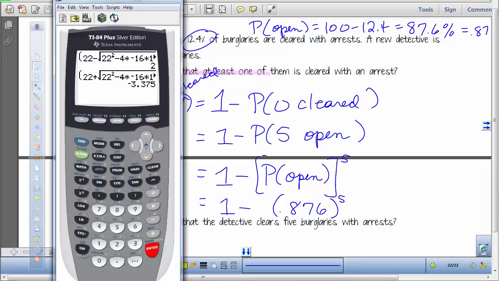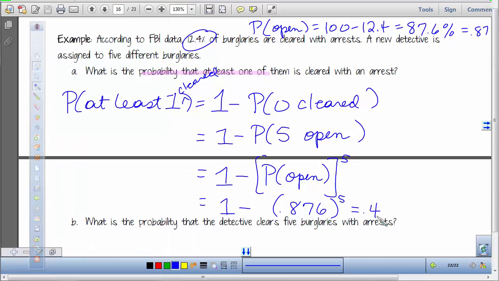Okay, let's look at what this looks like on our calculator. 1 minus 0.876. I'm going to use this little house top to raise it to the 5th power and hit enter. We get 0.4842 approximately. So the probability that at least one gets cleared is 0.4842.